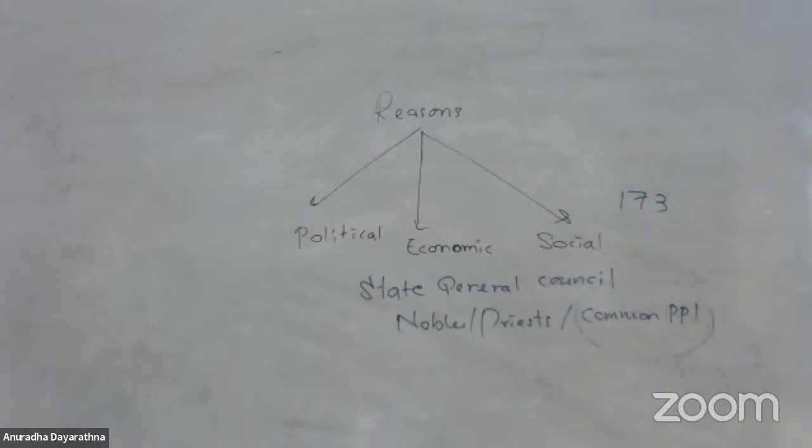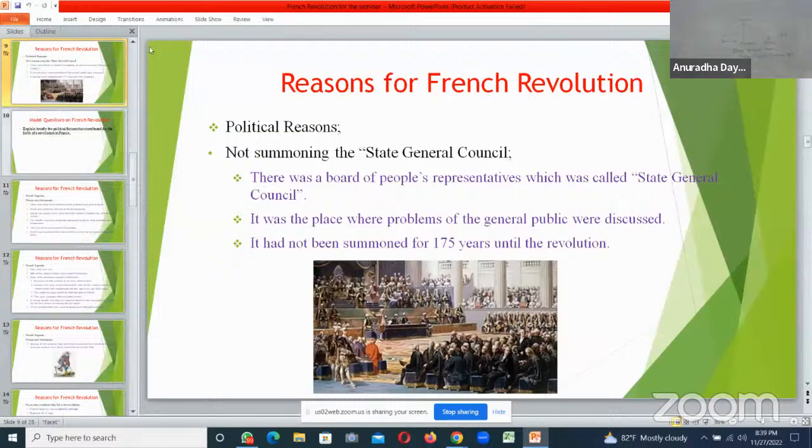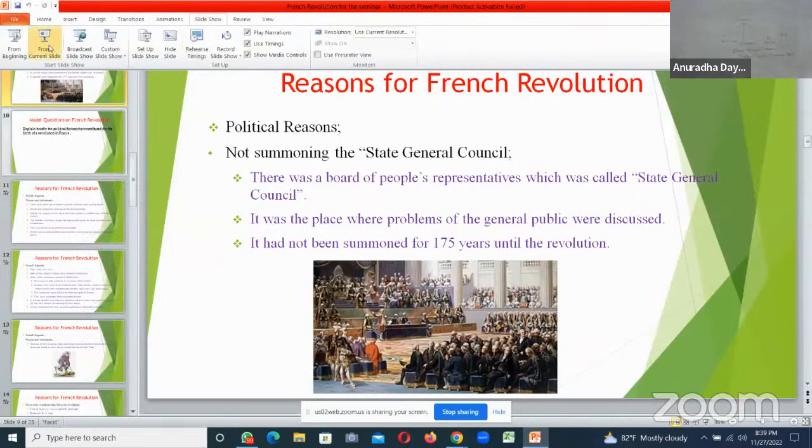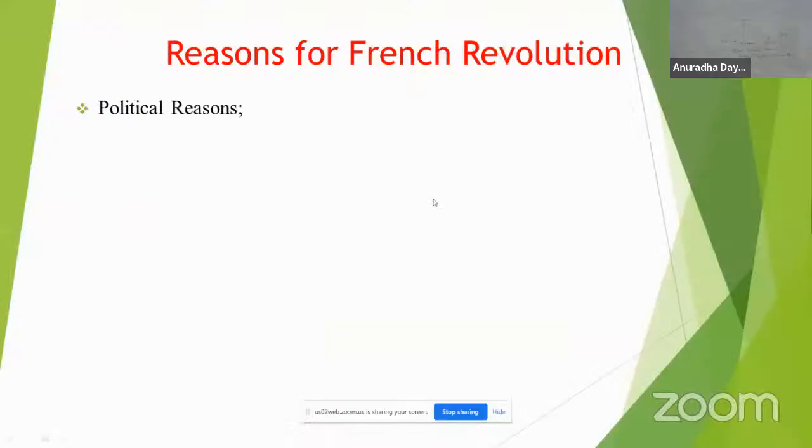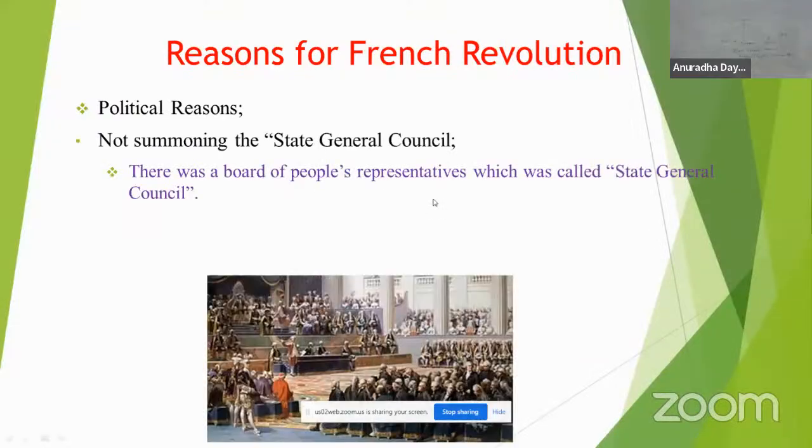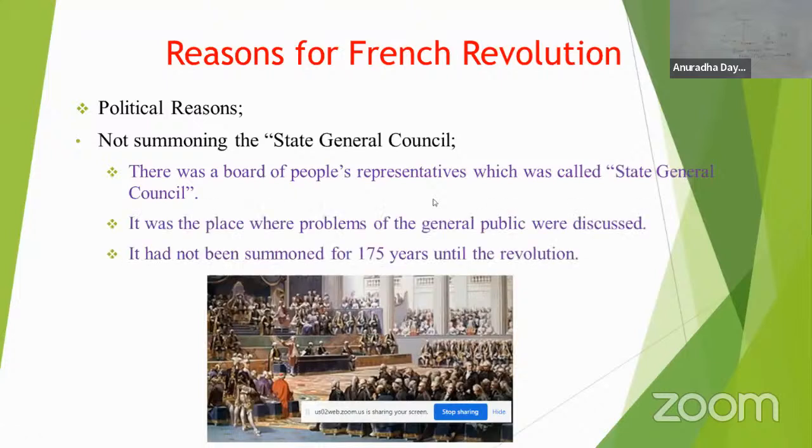Now, once again, going back to the presentation here. Okay, here now see, this is the State General Council. You can see the State General Council like this. Here you can see the king. On top there are nobles. There are priests also here, and here these are the common people. For about 175 years it was not gathered, from the time of King Louis XIV.